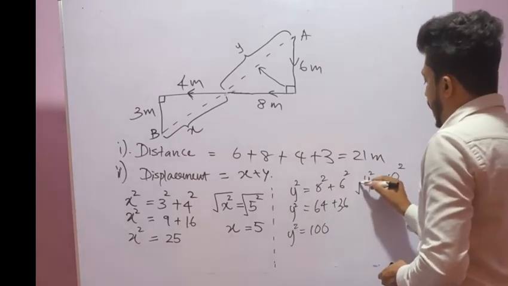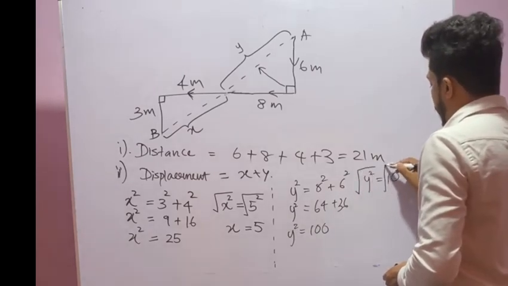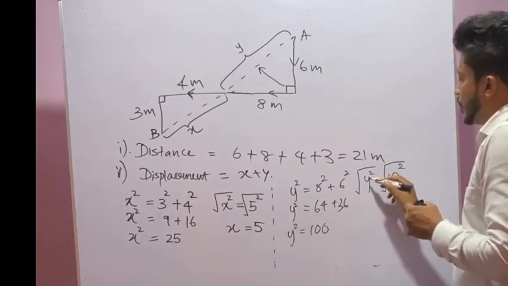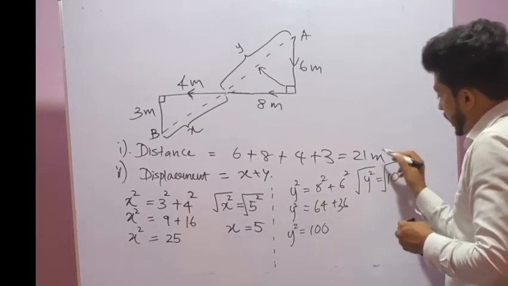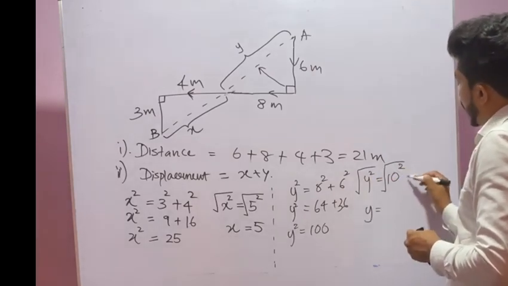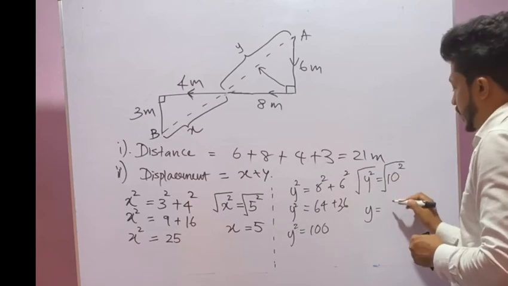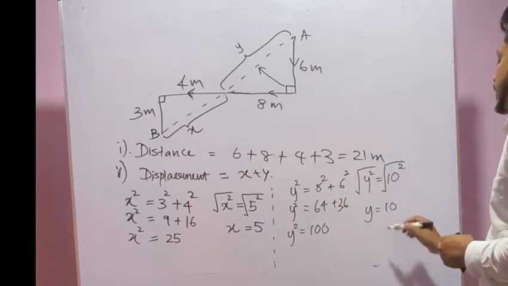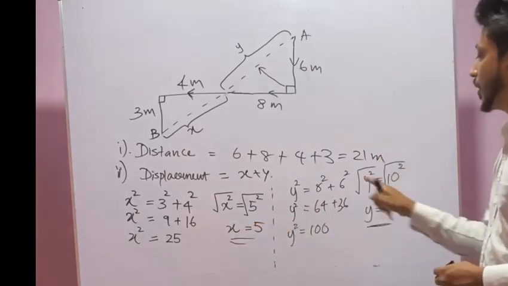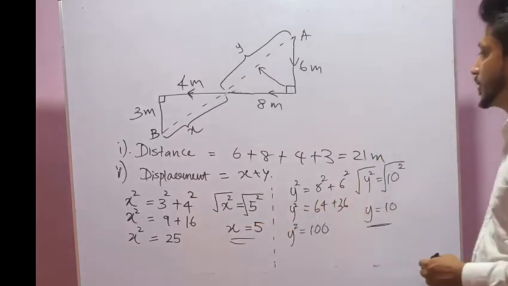Then you can apply square root. I have told you, if you consider something's square and its square root, it results in that same something. So x is 5, y is 10.